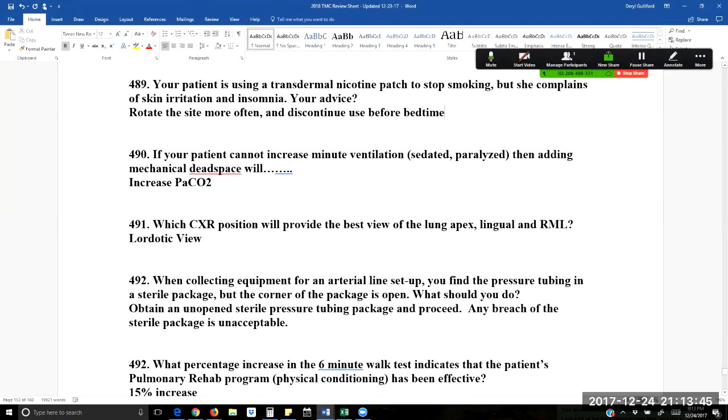490, if your patient cannot increase ventilation, let's say they're sedated, paralyzed, maybe they're even a quadriplegic, then adding mechanical dead space will do what? It will always increase the PaCO2. If they don't have the ability to increase their own ventilation, and we put on dead space, the CO2 will climb.